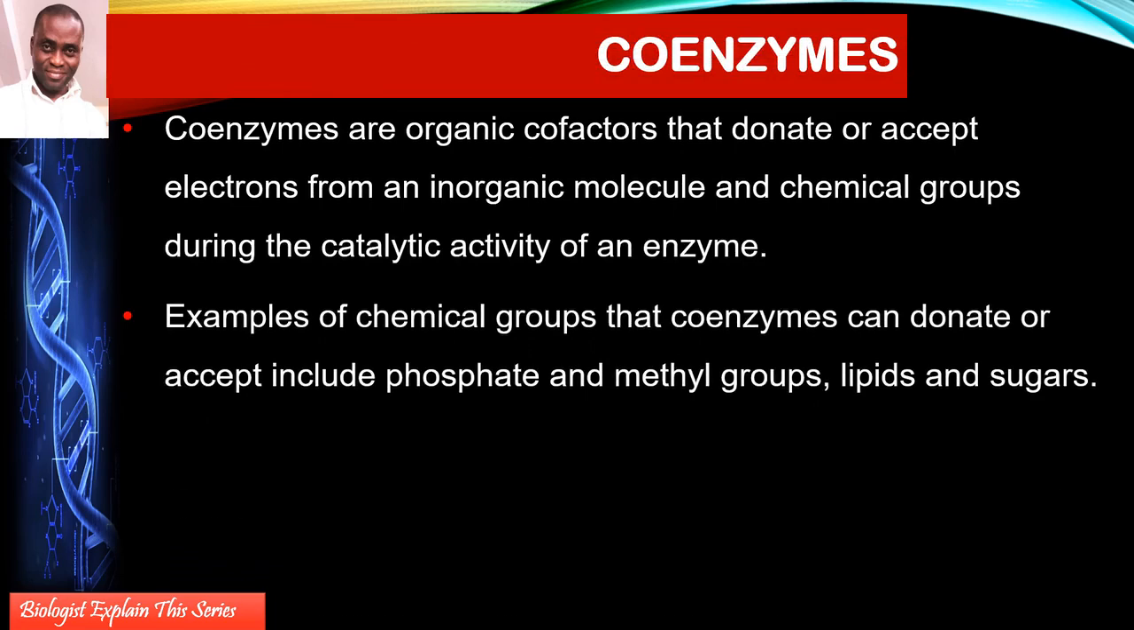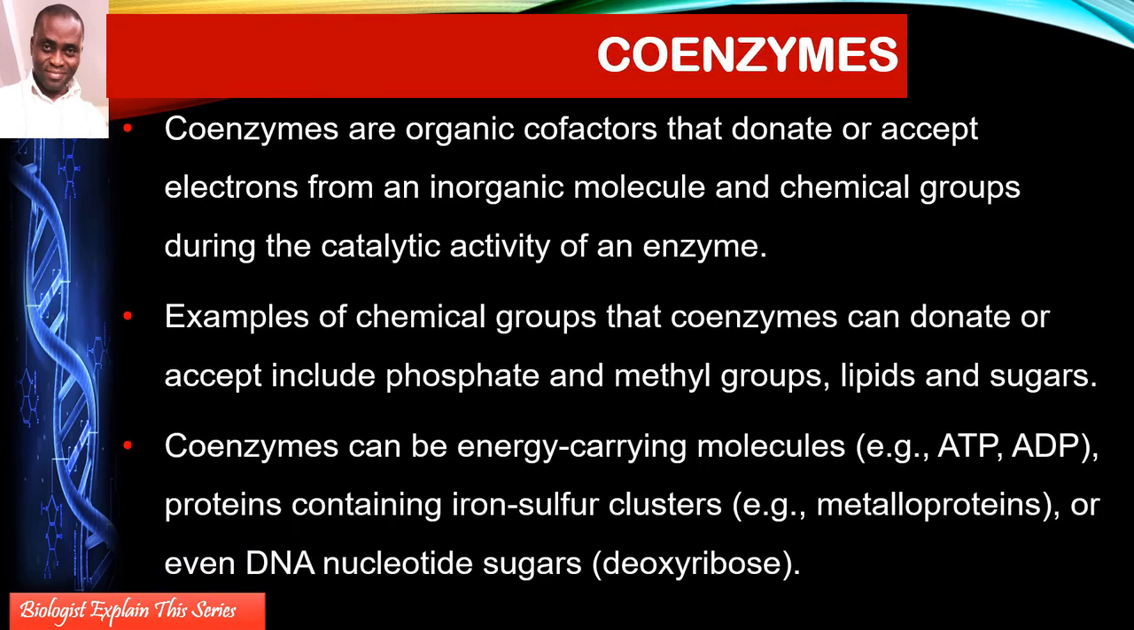Still on coenzymes. Coming from the previous slide, we said that they can either be donors or acceptors of electrons from inorganic molecules or chemical groups during the catalytic action of the enzyme. Still talking about what you have going on in the active site. The active units in the active site are the R groups and the substrate molecules, and these are the ones that are involved in the catalysis. So the role of the coenzyme is to help in transporting the chemical units. They donate or they accept.